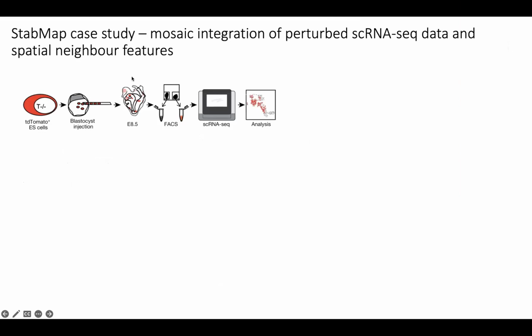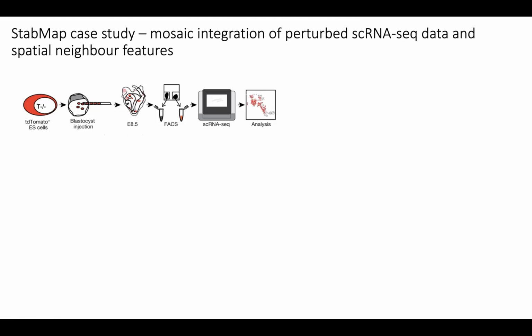So in our lab and with our collaborators in Cambridge, they had performed a chimera experiment using single-cell RNA-seq. And so what did they do? They took mouse embryonic stem cells that had a knockout of a gene brachyury, so this T, and those cells were injected into a mouse embryo and then allowed to develop as normal.